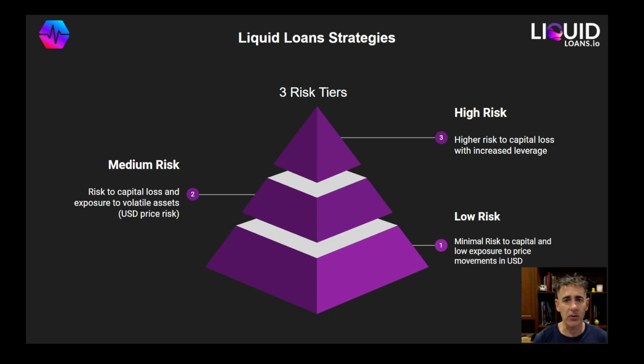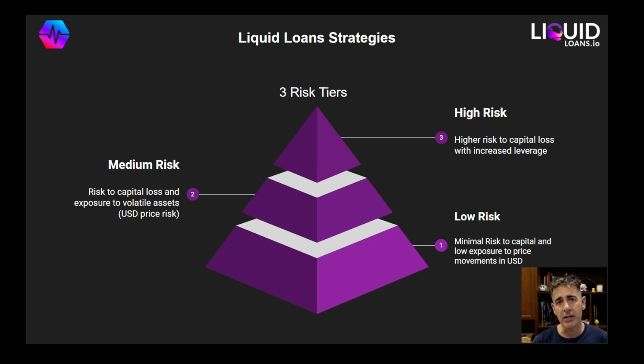The way I'm looking at it is we've got three risk tiers. We've got the low risk, which is minimal risk to your capital, which is your Pulse that you're going to deposit into the system, and low exposure to volatility in the price of the assets you're holding in terms of US dollars. So if the price of Pulse goes up and down dramatically in US dollars, does that leave you with a shortfall that you can't cover debt positions and things like that? We're trying to come up with a low risk strategy that means you're not exposed to that.